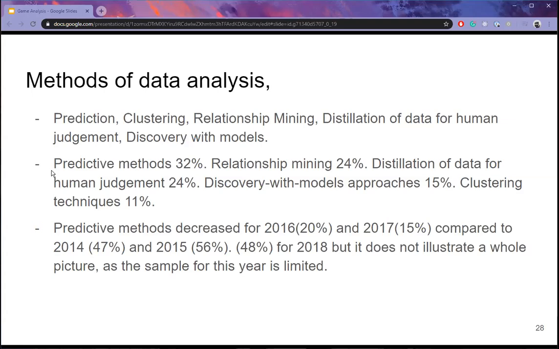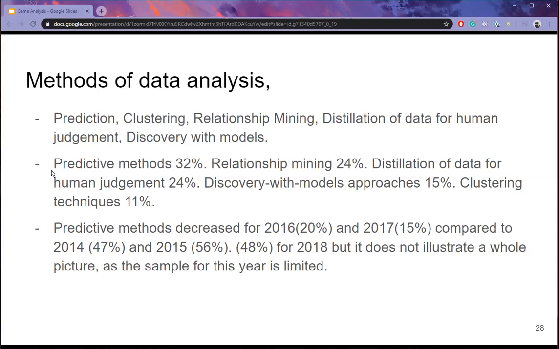Clustering techniques are used to group objects so that similar objects are in the same cluster and dissimilar objects are in different clusters. Relationship mining, this category includes such methods as association rule mining, correlation mining, sequential pattern mining, and causal data mining. Distillation of data for human judgment. This category includes statistics and visualization that help humans make sense of their findings and analysis.